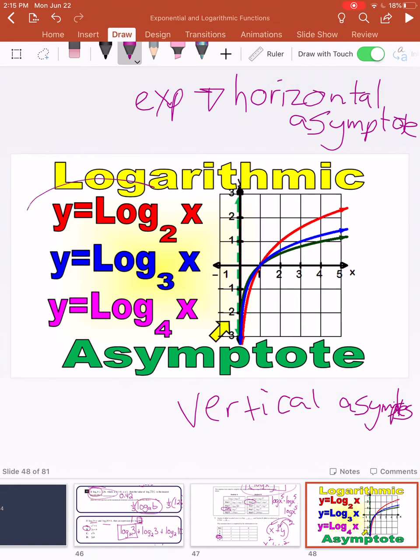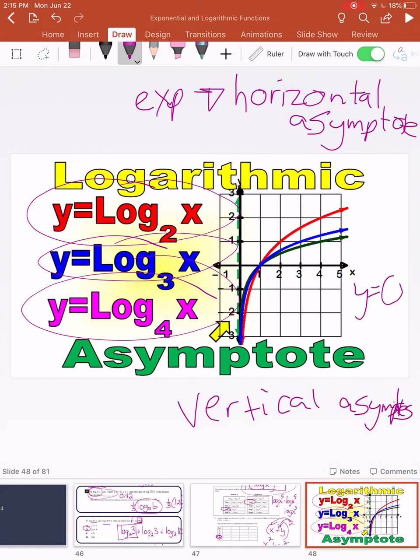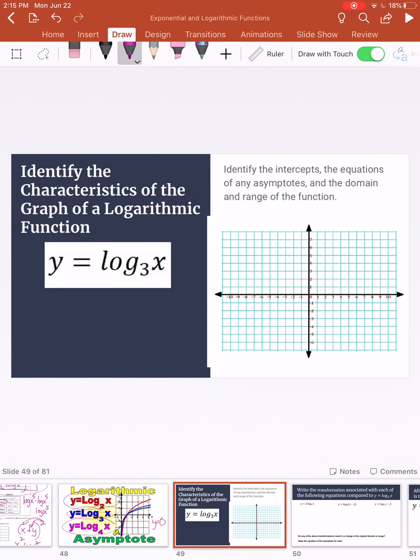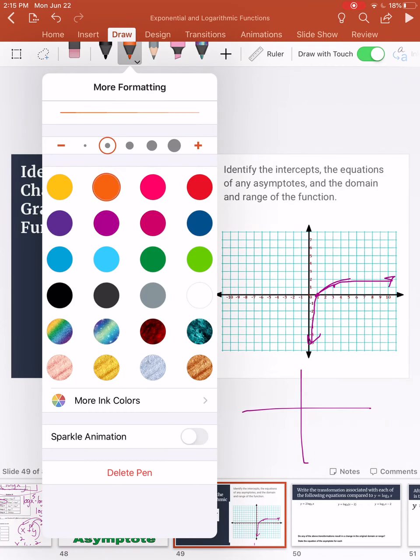So you could try typing these in your calculator, and you would see that you end up with a vertical asymptote of y = 0, no matter what your base is. Okay, so we're going to start just by graphing. So go ahead and try typing this in your calculator. You should end up with a graph that looks something like this, with that vertical asymptote. A lot of times when you type this in your calculator, you'll end up with a graph that looks like this. This happens to kids all the time.